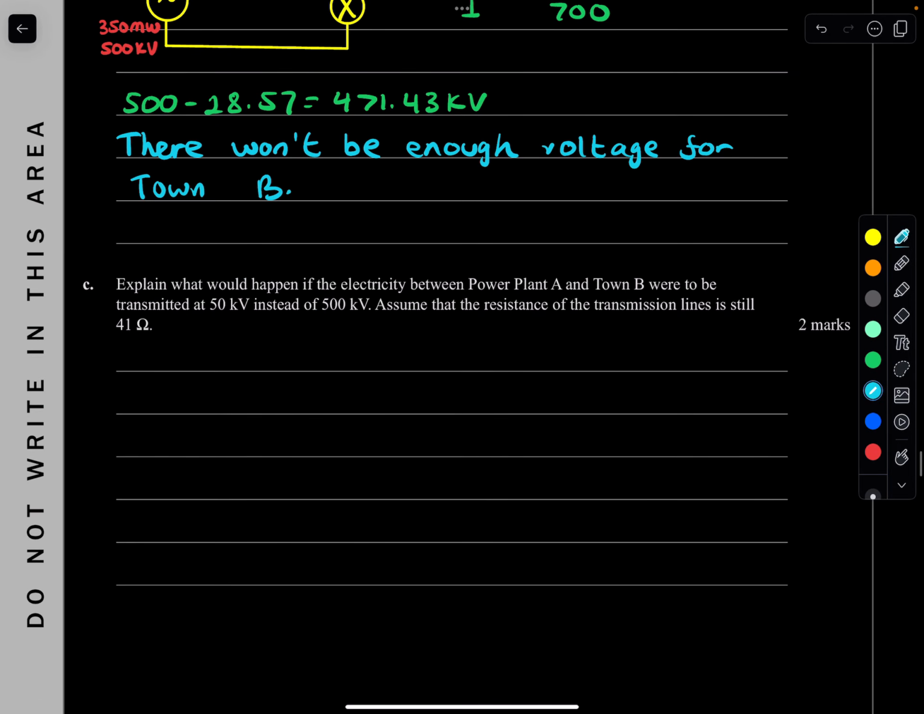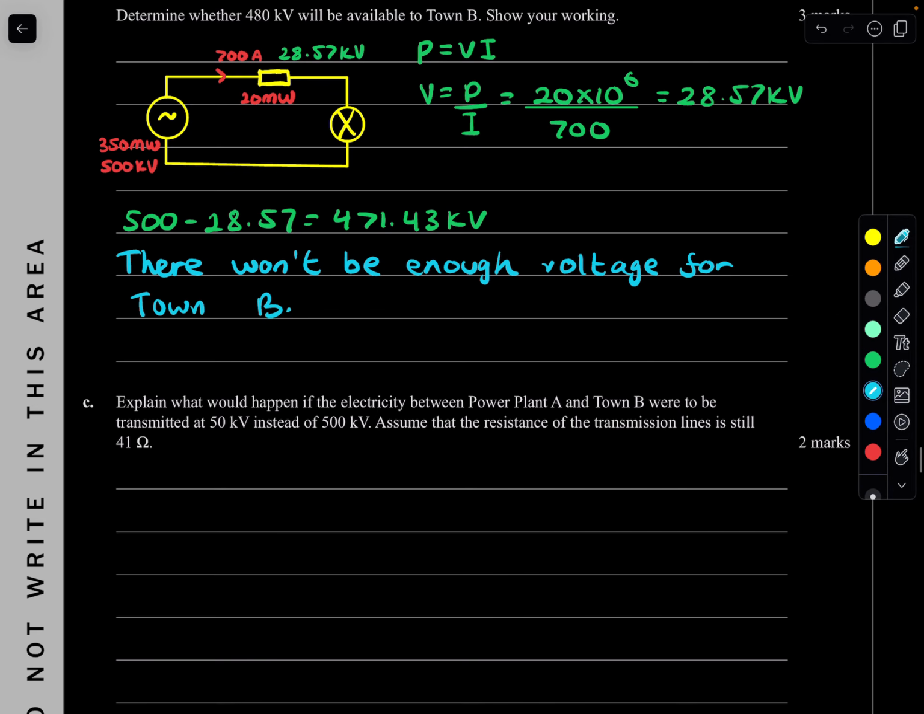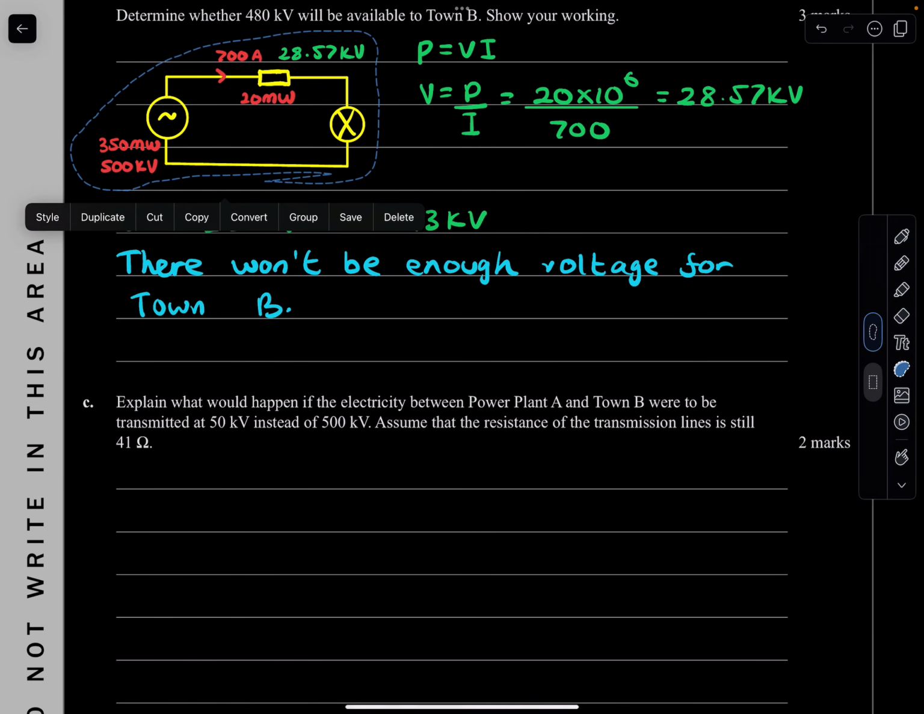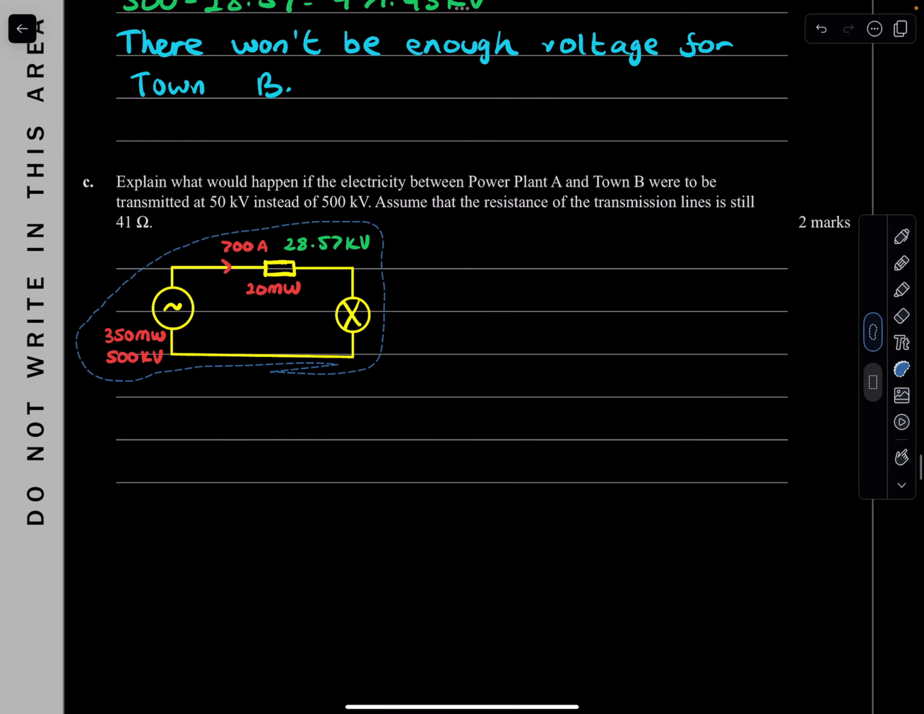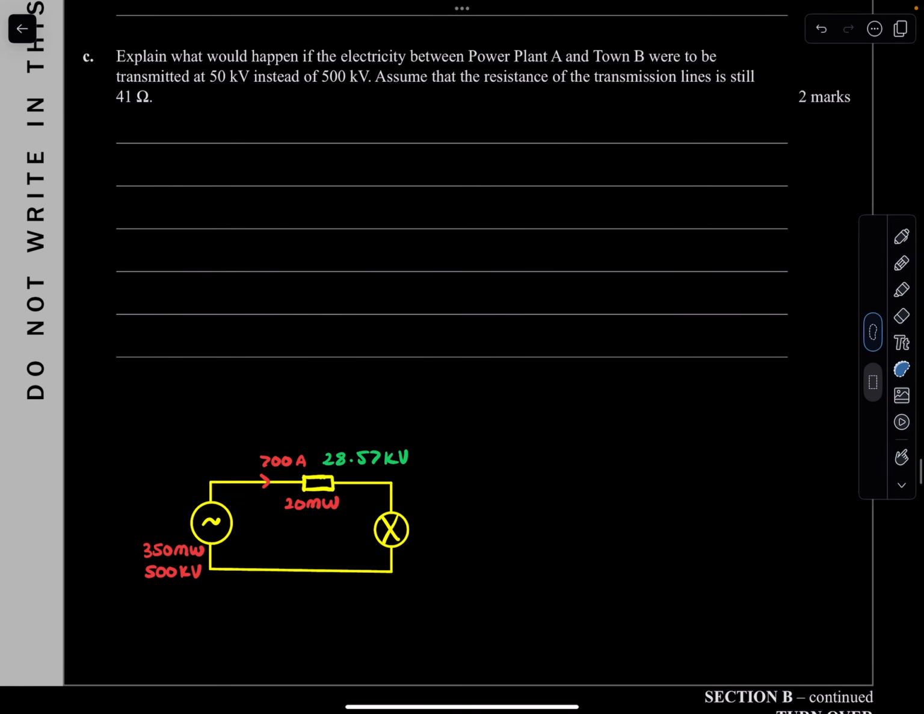C. Explain what would happen if the electricity between power plant A and town B were to be transmitted at 50 kilovolts instead of that 500 kilovolts, assuming that the resistance of the transmission line is still 41. All right. So let's have a look at this. Copy this whole thing, duplicate, and bring it here. Let's really explain. So we're doing an explanation question. So let me put it down here.